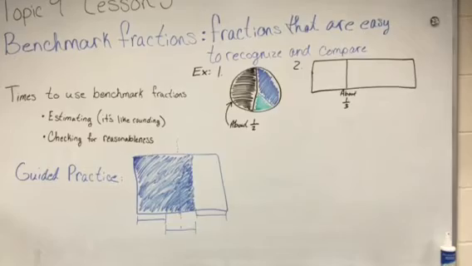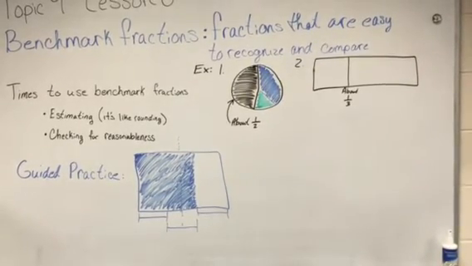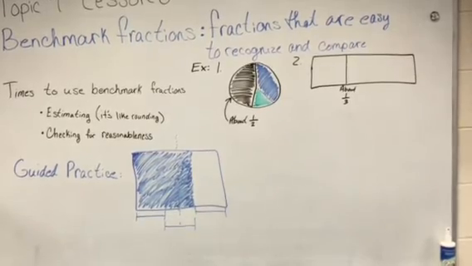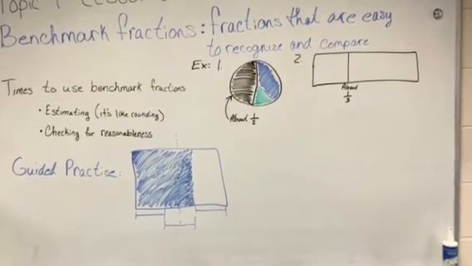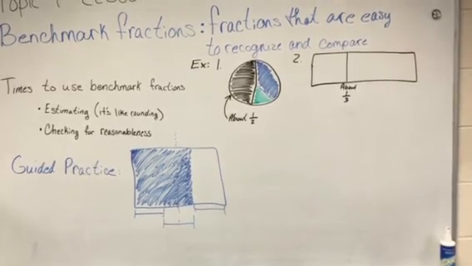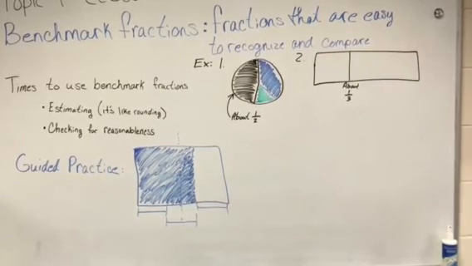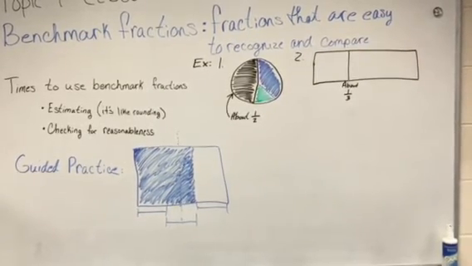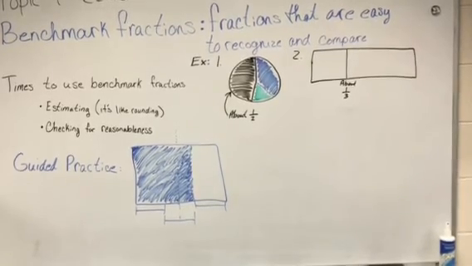Guided practice. The guided practice has a shaded box, a box with part of it shaded in. What benchmark fraction would you use to be able to identify how much of the area is shaded? Well, the first thing I did is I looked at 1/2, and so I drew a dotted line down the middle. And it was more than 1/2. A little lot more than 1/2.